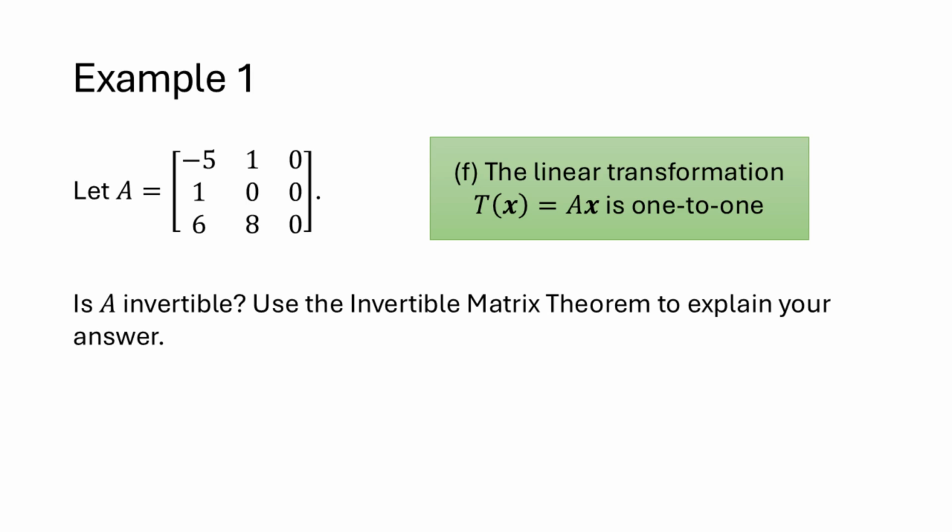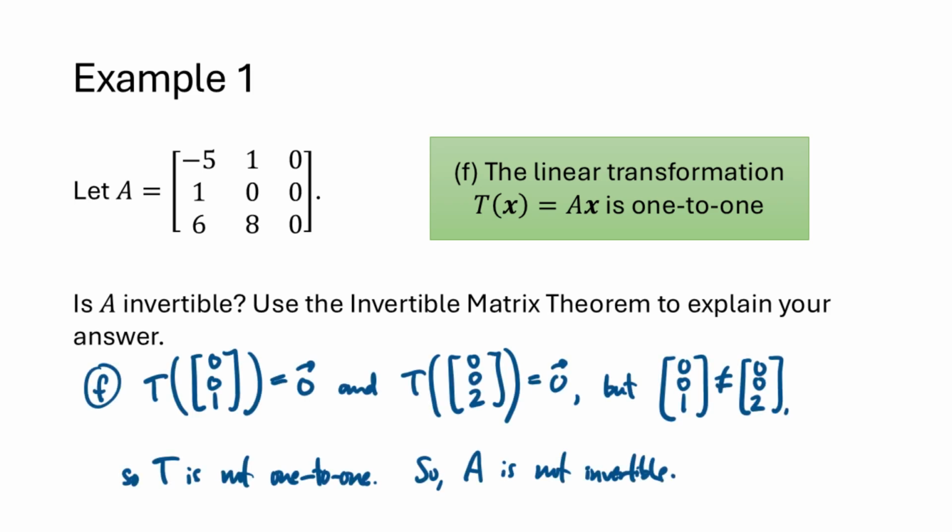So if we want to show that this transformation is not 1-to-1, what we need to come up with are two different input vectors that give us the same output vector. And again, we're going to take advantage of that column of zeros. If we plug in (0, 0, 1), we already know that's going to give us the zero vector by what we did before with statement D. We could also have plugged in (0, 0, 2), and that's also going to give us the zero vector. But that's two different vectors that gave us the same result. That shows that our transformation is not 1-to-1, which means that, again, by the invertible matrix theorem, our matrix is not invertible.